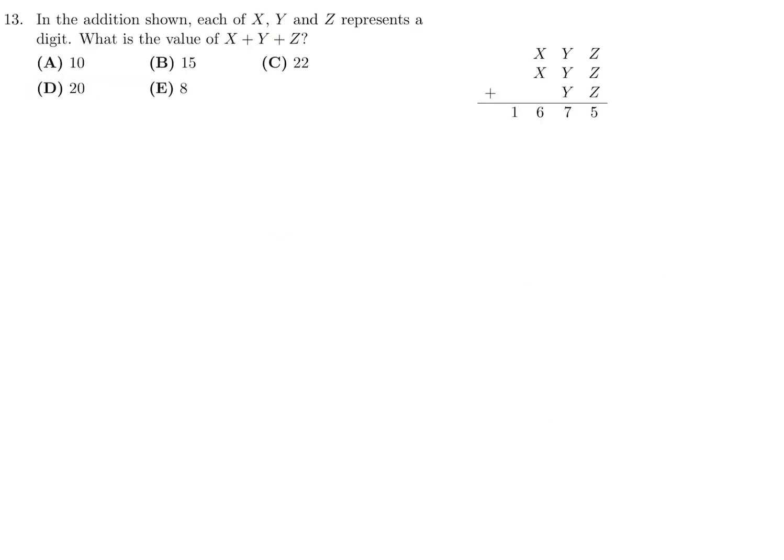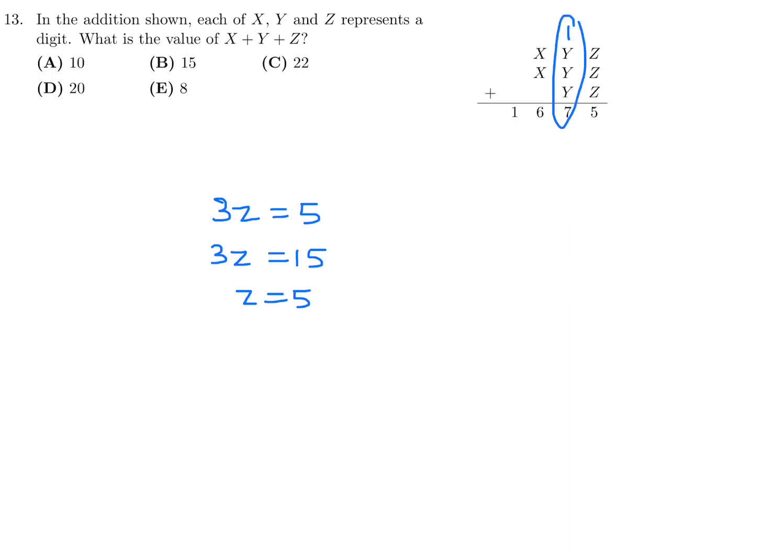In the addition shown, each of x, y, and z represents a digit. What is the value of x plus y plus z? Let's concentrate on that column. 3z is equal to 5. Can't have a solution there if you want it to be an integer. But 3z, let's try 15. That works. Z would be 5. So 5, 5, 5 would be 15, and I've got to carry the 1.